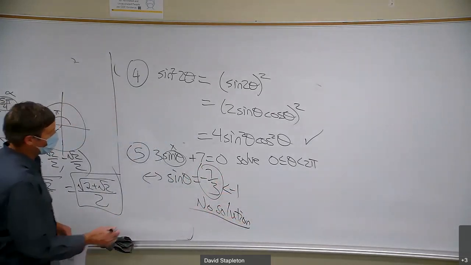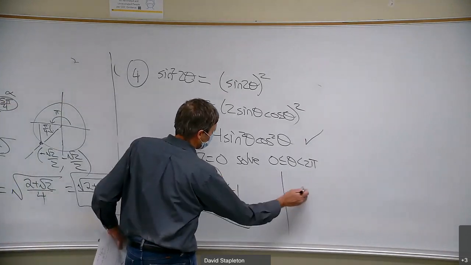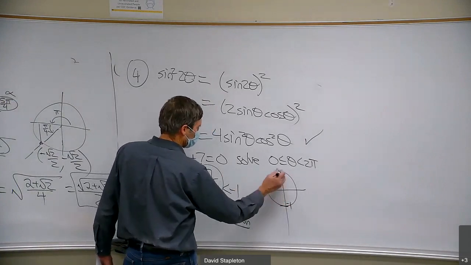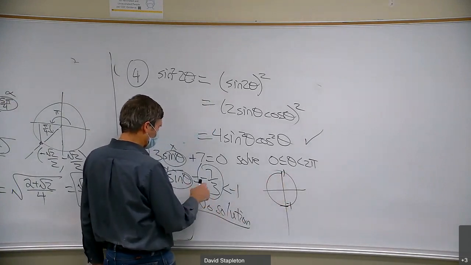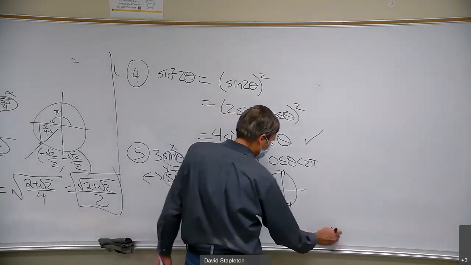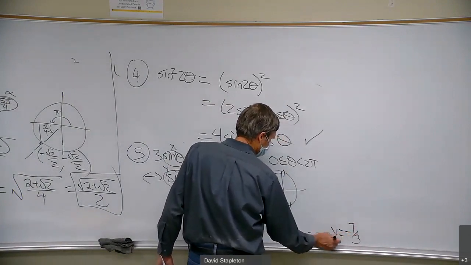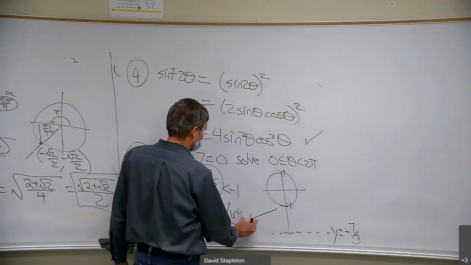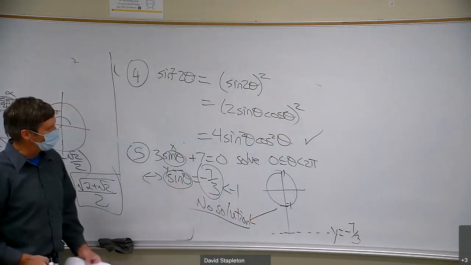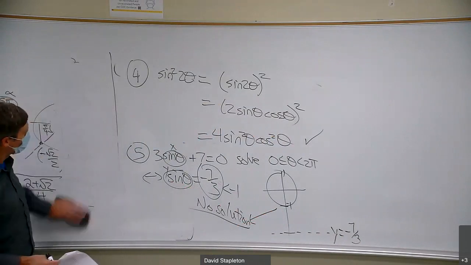If you want, you could graph it and see that if you don't recognize it. Sine is the y coordinate. Here it is, from minus 1 up to plus 1. I want the y coordinate equal minus 7/3. That's way down here, right? There are no points on the unit circle that have y equal minus 7/3. There's no solution. So if you sketch it, you'll see it. But all you have to do is this: it's less than minus 1. Sine is a number between plus and minus 1. That doesn't work.